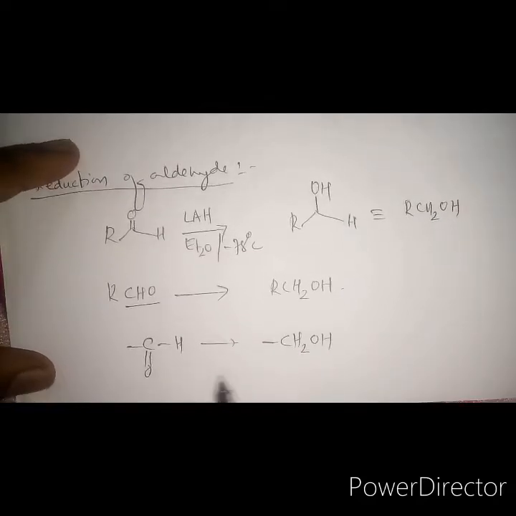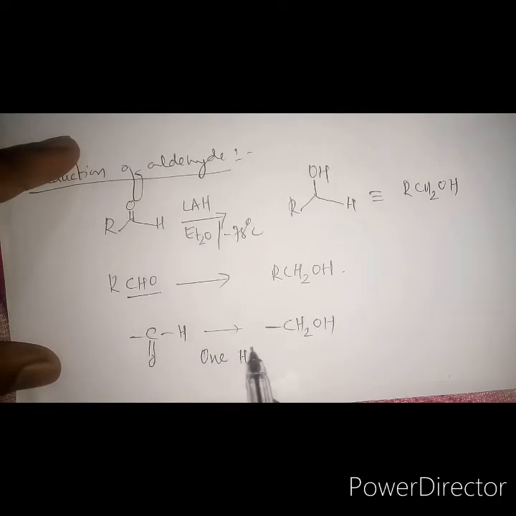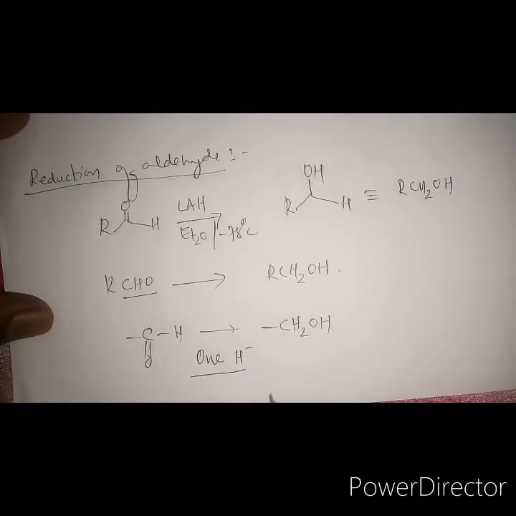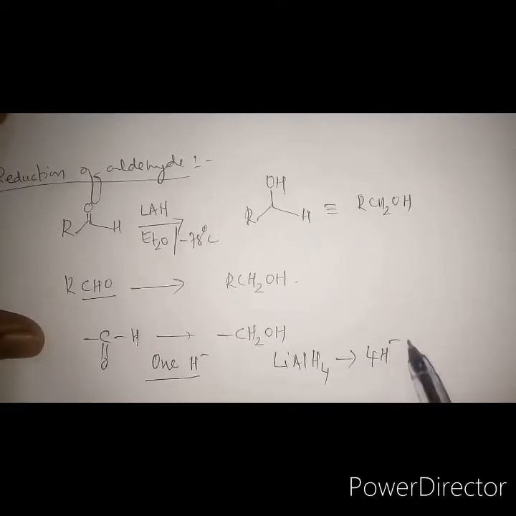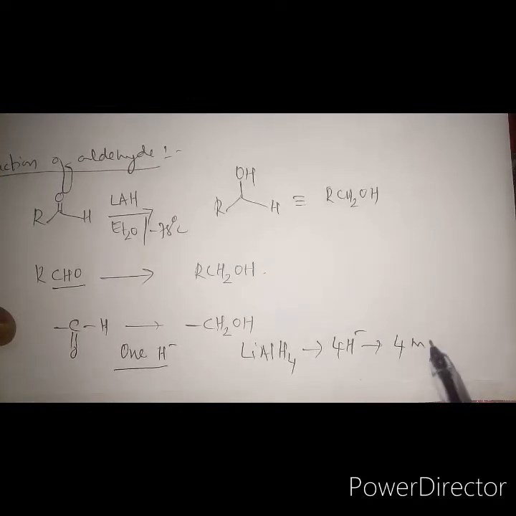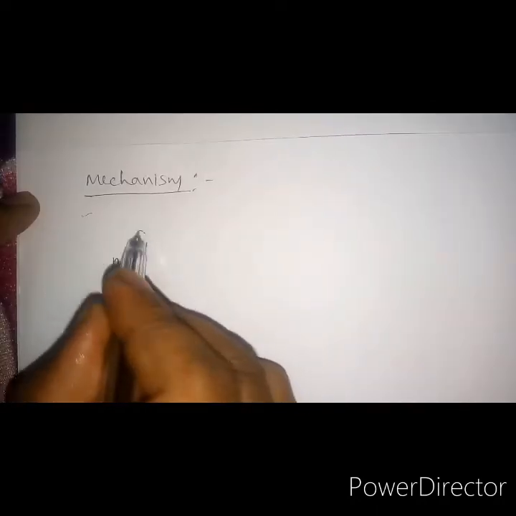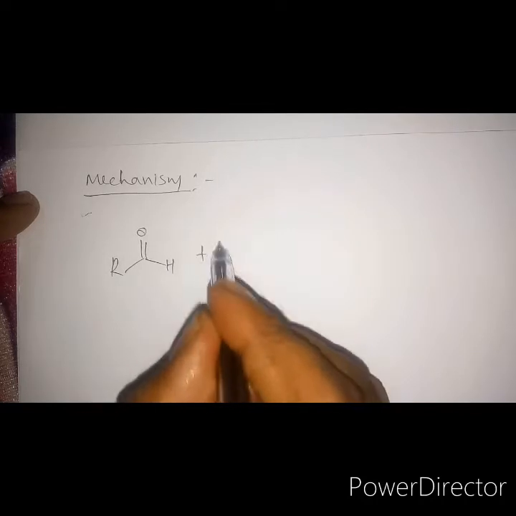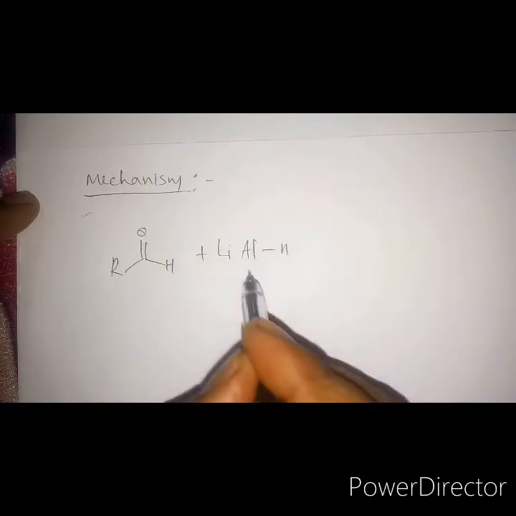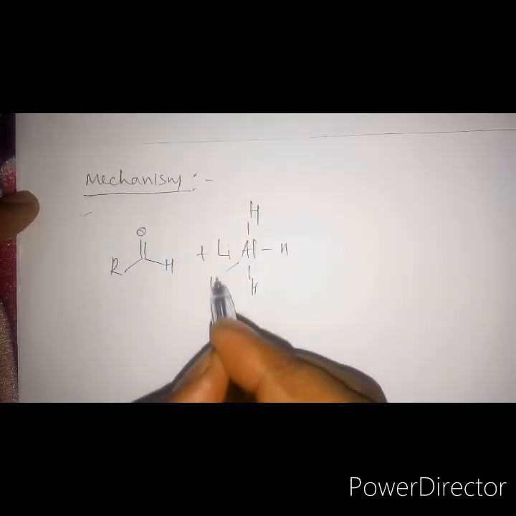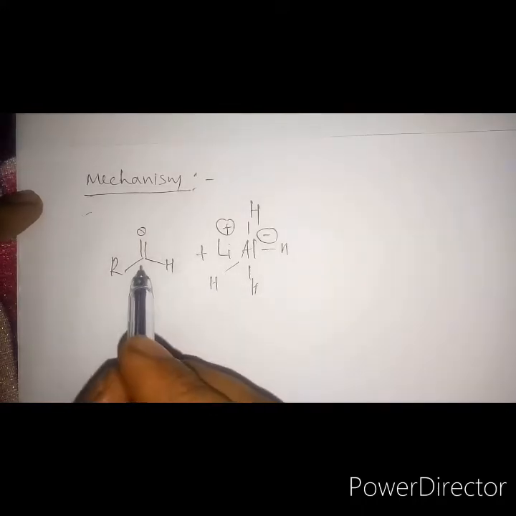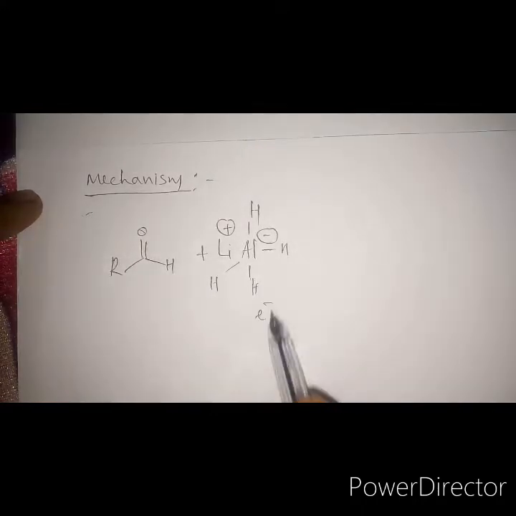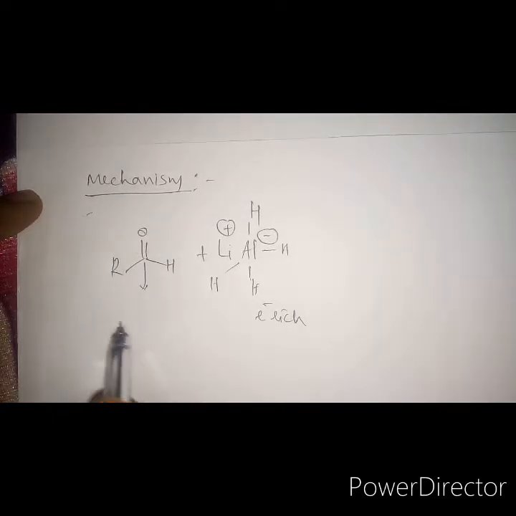So it is a one hydride donor. Each molecule requires only one hydride, one H minus. There are 4 H minus in lithium aluminum hydride, so it will reduce 4 molecules. Here Li is plus and Al is minus. Now one of the hydrides, this is electron rich, and this carbon is electron deficient.